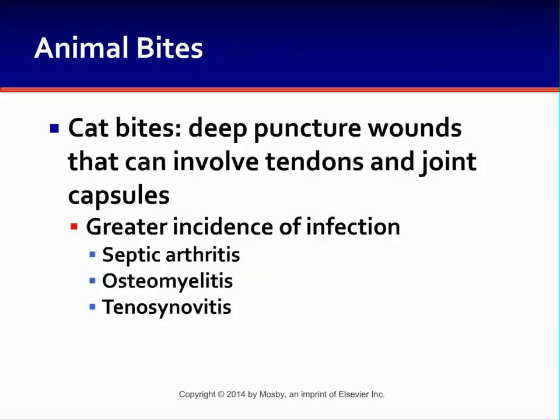Cat bites are deep puncture wounds that can involve tendons and joint capsules. There's a greater incidence of infection, with septic arthritis, osteomyelitis, and tenosynovitis occurring. The most common causative organism of infection in dog and cat bites is Pasteurella species. Most healthy cats and dogs carry this organism in their mouth.